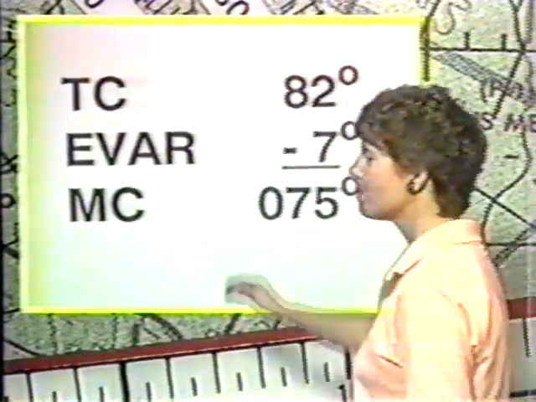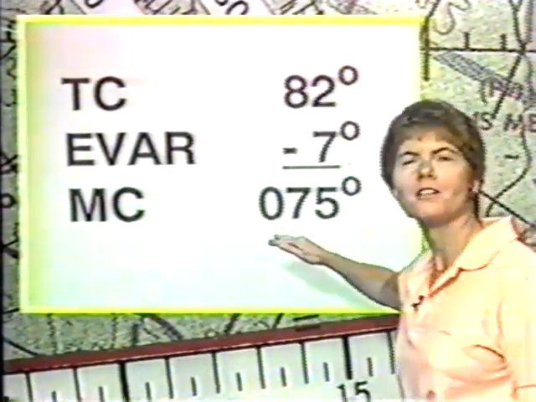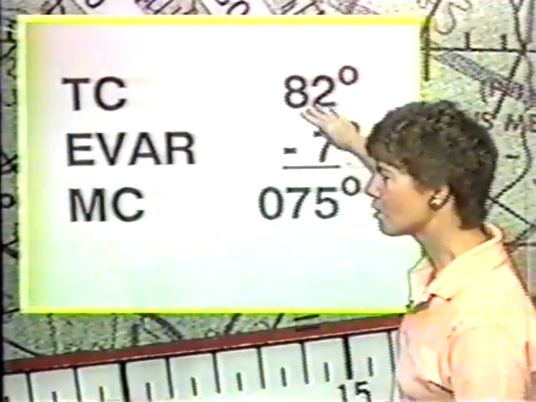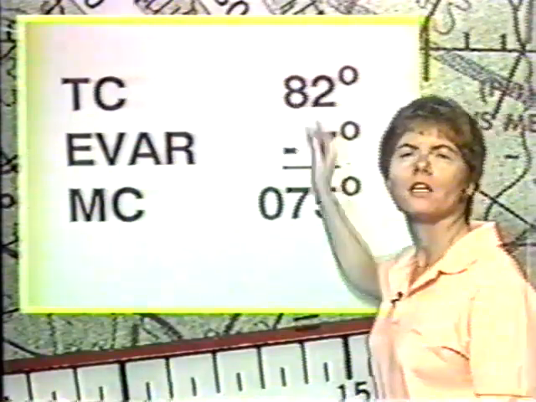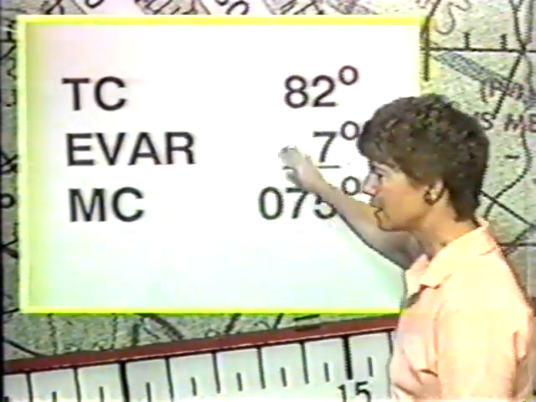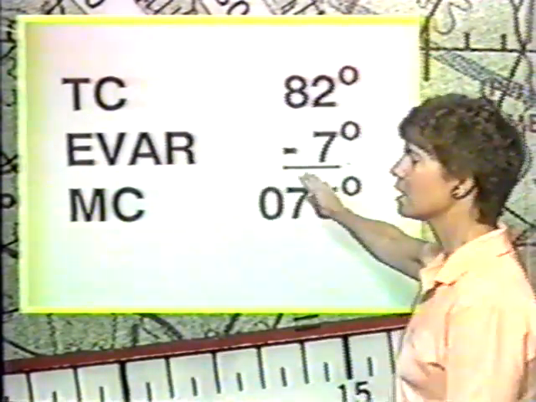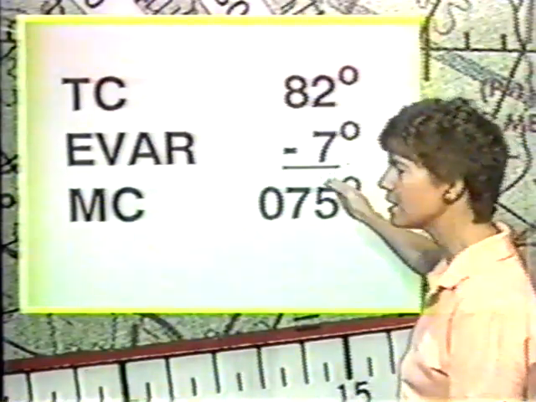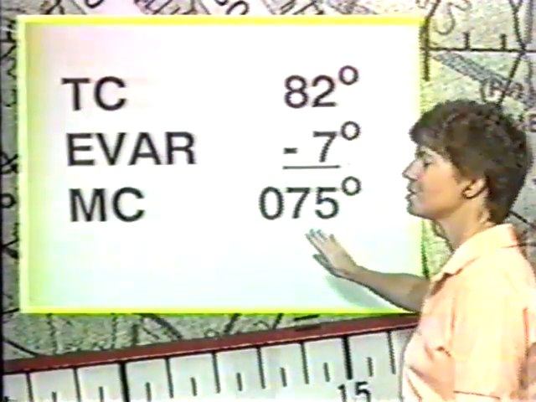So we started out with a true course of 82 degrees. We subtract the 7 degrees east variation, and we come up with a magnetic course of how much? 75 degrees. We measured the true course on the chart using the plotter and the line of longitude, 82 degrees. We found the magnetic variation line, the isogonic line, 6.5, we'll call it 7 degrees east, easterly, so we subtract it, and that gives us a magnetic course there of 75 degrees.